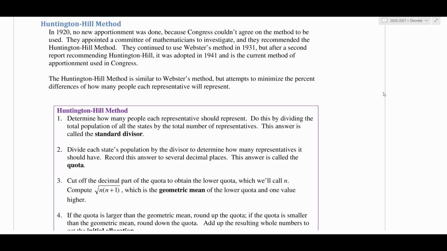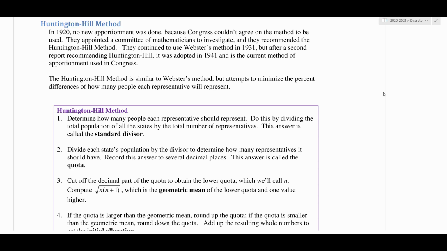We're going to continue on here with the last part of our apportionment unit, where we learn the last method that was used in our U.S. history, and it's called the Huntington-Hill method. All right, so this is the last piece of the puzzle that we need for this unit.